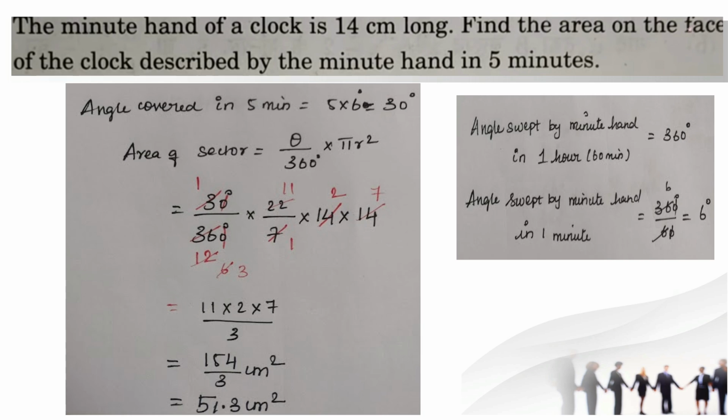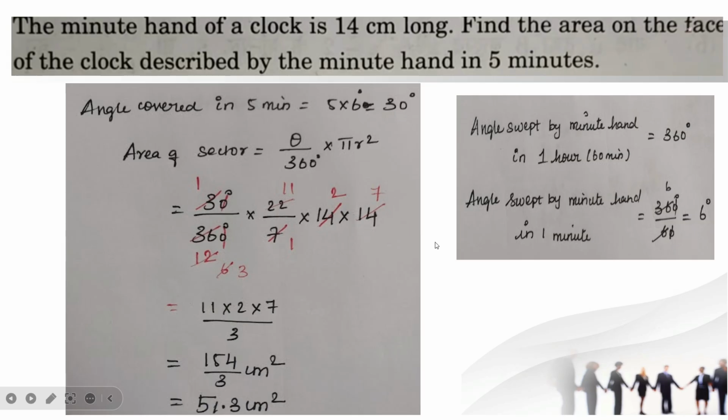Next. This is a kind of tricky question because first we need to know what's the angle formed for each minute, then only we can proceed with this sum. It was asked in multiple exams, so you just listen to it carefully. The minute hand of a clock is 14 centimeter long. Find the area of the face of the clock described by minute hand in 5 minutes.